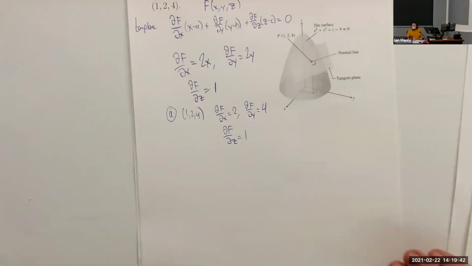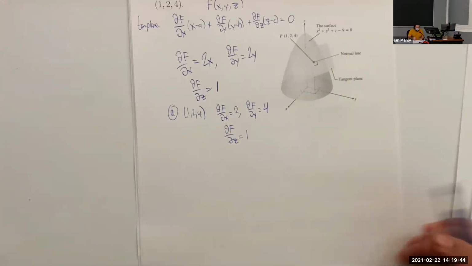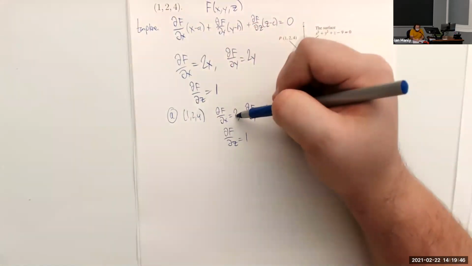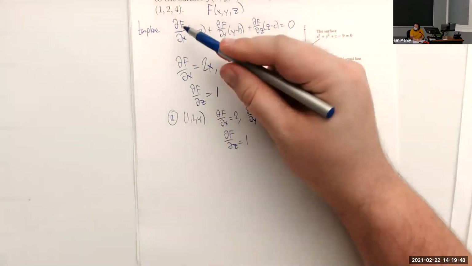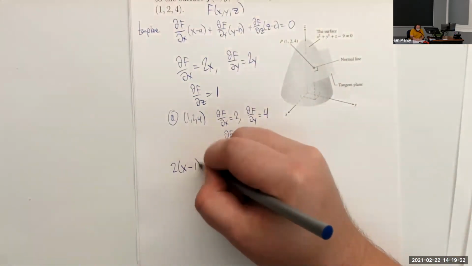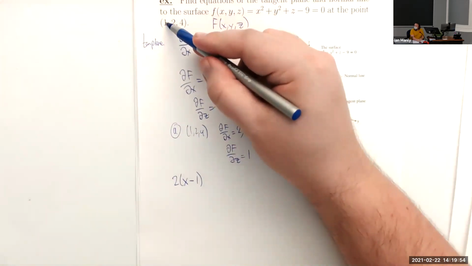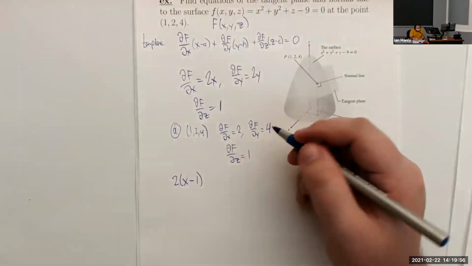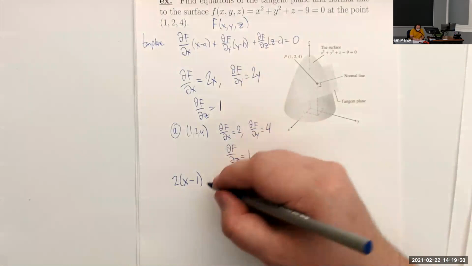All right, so now we're ready to fill in everything for our tangent plane. So we put the 2, this coefficient, next to the x minus a. So we have 2x, and then our a value is 1. That's our specific x value that we have here. We have 4 times y minus b.